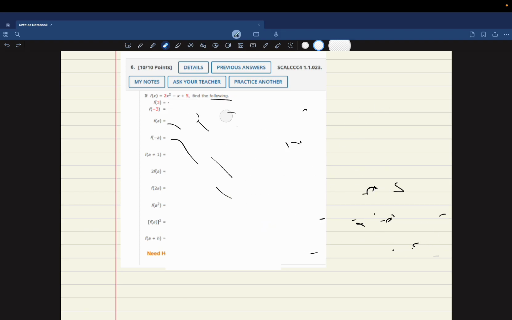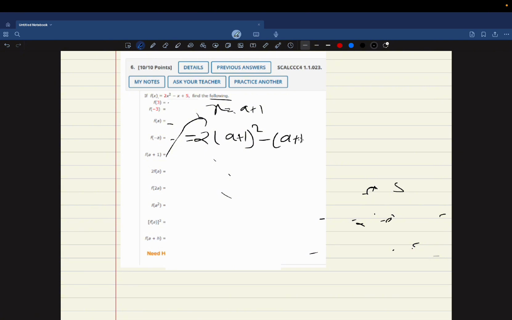Okay, so this is done. All right, so now we were here, so the value of x will be a plus 1, so we need to replace x with a plus 1 in this case. So it will be 2 times (a plus 1) squared minus (a plus 1) plus 5, right?